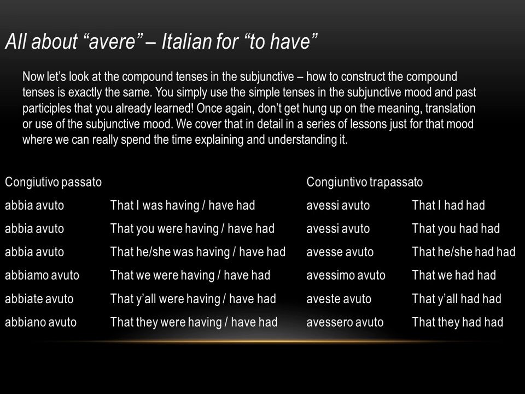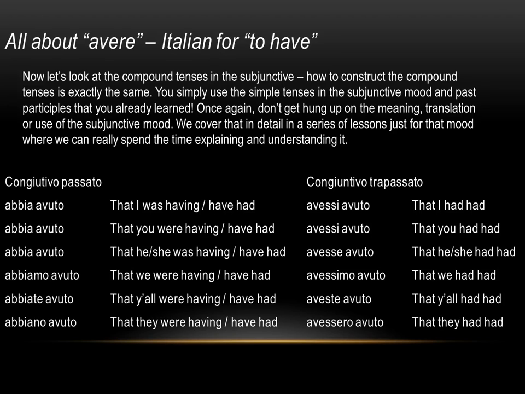Congiuntivo trapassato, avessi avuto, that I had had. Avessi avuto, that you had had. Avesse avuto, that he, she had had. Avessimo avuto, that we had had. Aveste avuto, that y'all had had. Avessero avuto, that they had had.